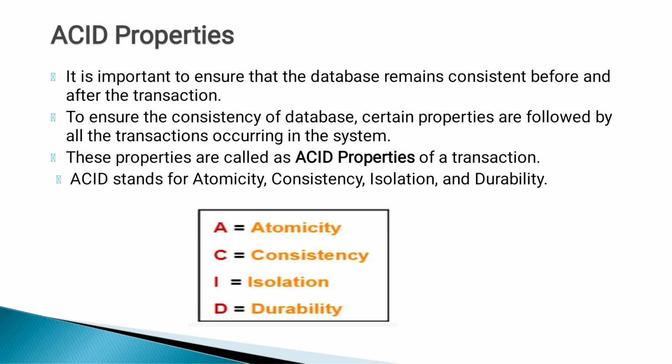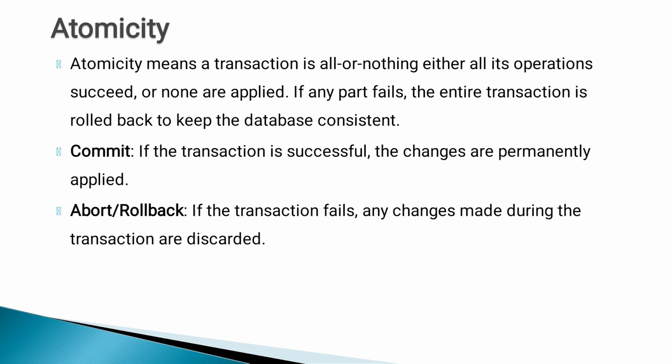ACID properties means atomicity, consistency, isolation, and durability. That is, A in ACID is atomicity, C is consistency, I is isolation, D is durability. First, atomicity. Atomicity is all or nothing operation. That means if the transaction executes, all the transaction execution happens.